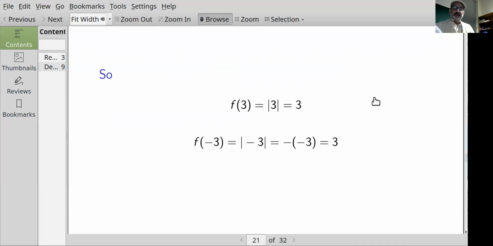So for example, f of 3 is the absolute value of 3, which is 3. f of minus 3, absolute value of minus 3. Well, minus 3 is less than 0, so that's minus of minus 3. The double negatives cancel, and you get 3.